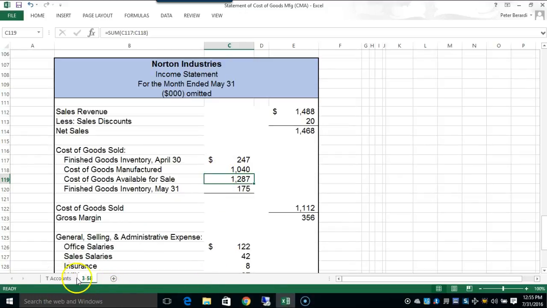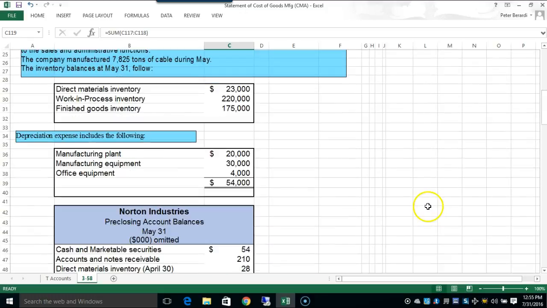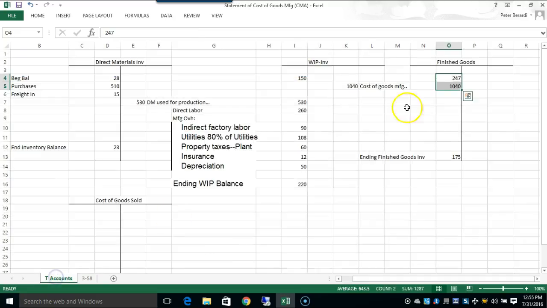Now, the ending inventory for finished goods is 175. That means beginning plus the debit to finished goods that came over from WIP, the cost of goods manufactured, minus ending inventory is going to give us the credit we need to balance. So 247 plus 1040 equals our cost of goods available for sale, minus 175 gives us the credit that we need to balance. This credit is your cost of goods sold on your income statement. Credit finished goods, and debit cost of goods sold.